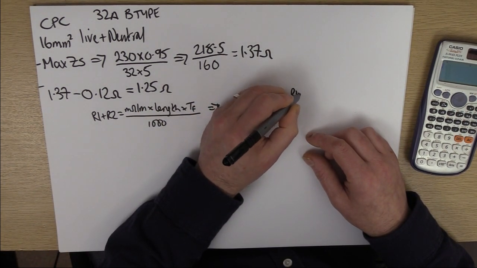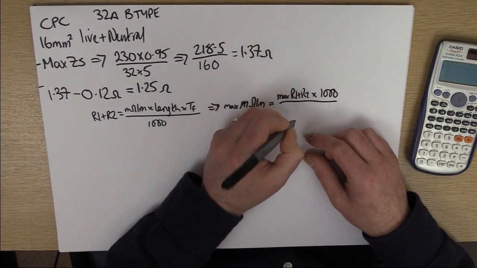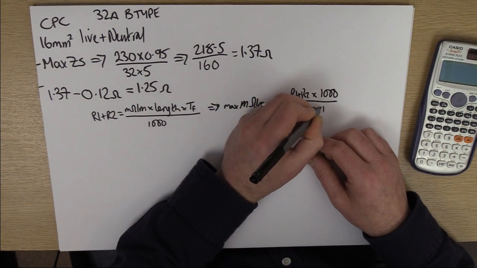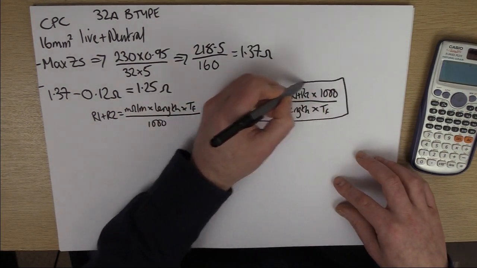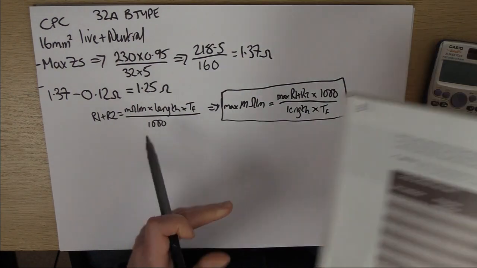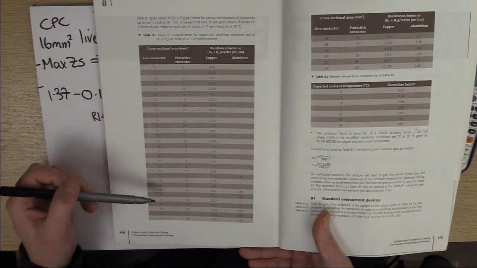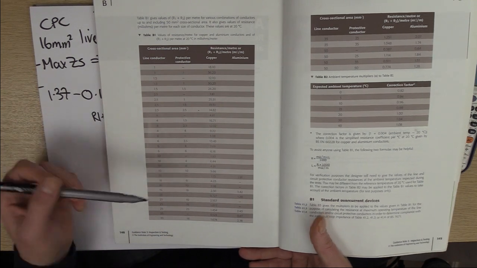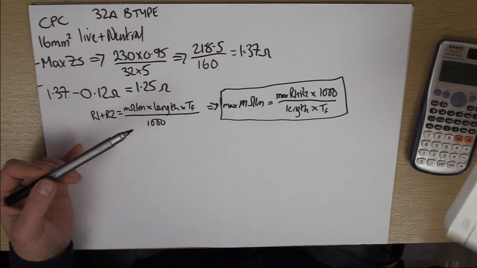Max R1 plus R2 times 1000 divided by length, times your temperature factor. So that's the equation we're going to be using. And we already know our live cable, so once we've got that, we can just find a milliohm per meter value that matches. So we're probably up here somewhere, 16 and something. But we'll probably find that we can get quite small with this, like before.